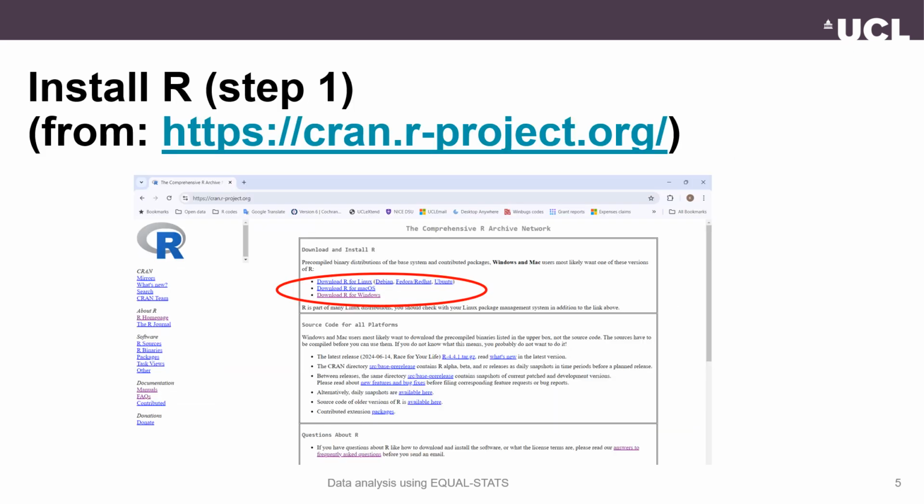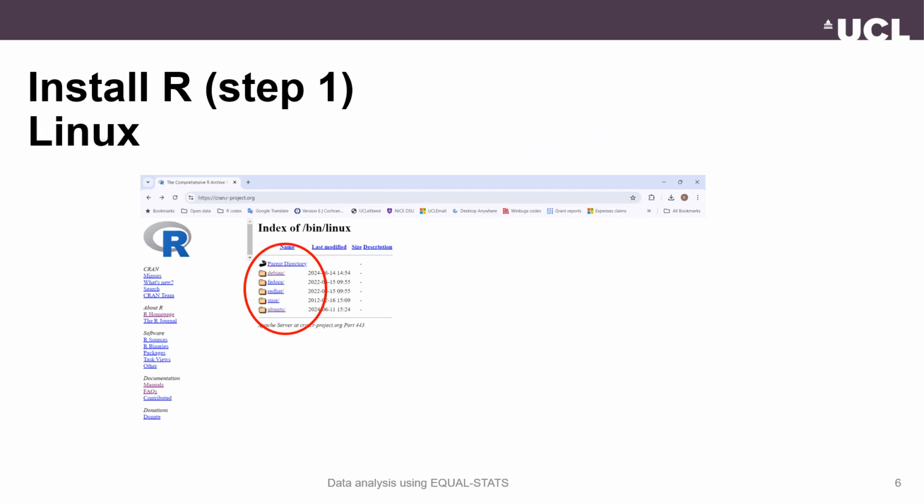The first step is installation of R. Visit the website shown. This shows three different options shown by red ellipse. Choose one of these options depending on the operating system you have. This screenshot shows the screen you get if you click on Download R for Linux. Choose the appropriate version of Linux, red ellipse, and follow the instructions.